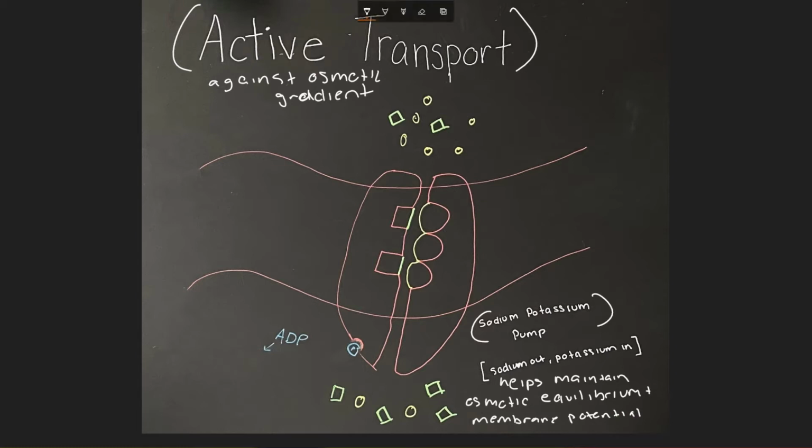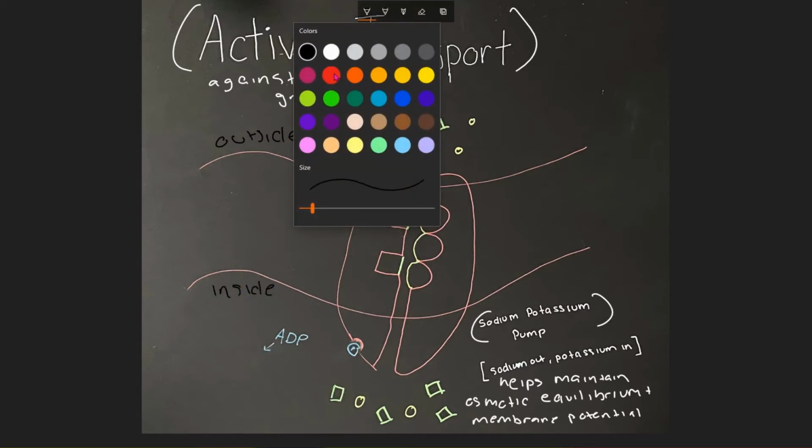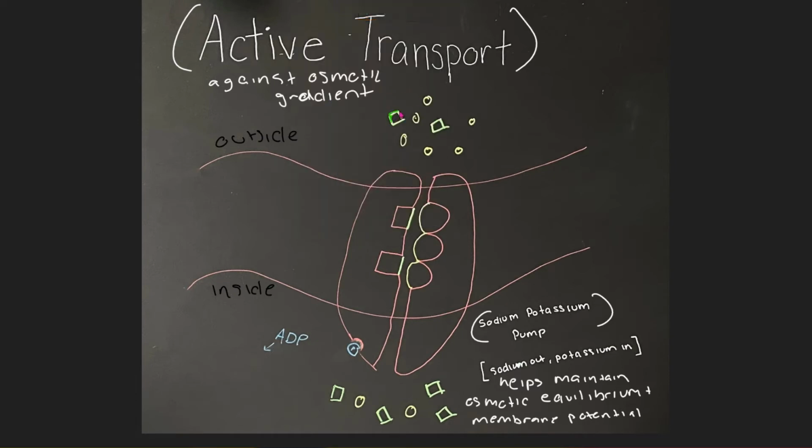Now, you should know that this is the outside of the extracellular membrane, and this is the inside. This square is your potassium, and you can see by the less on the outside, more on the inside, it is moving in. And your circle is your sodium, and it is moving, see, more on the outside, less on the inside, it is moving out.